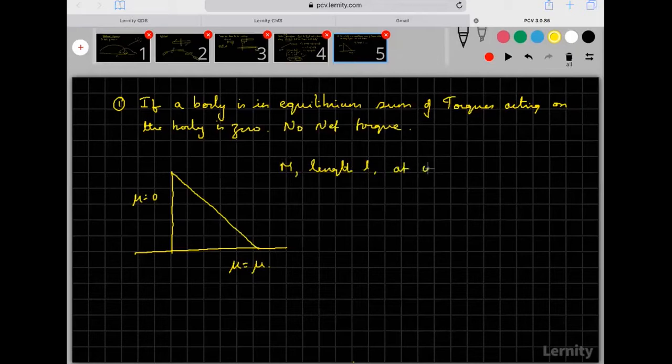At what angle theta will the ladder be in equilibrium? There's a ladder which has a mass m and a length L. At what angle theta will the ladder be in equilibrium? So can you quickly work it out?